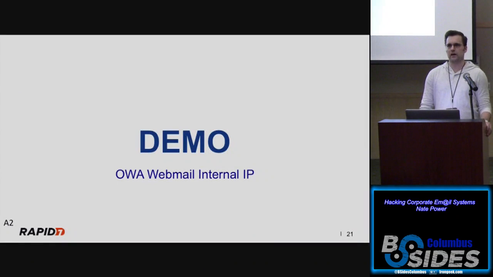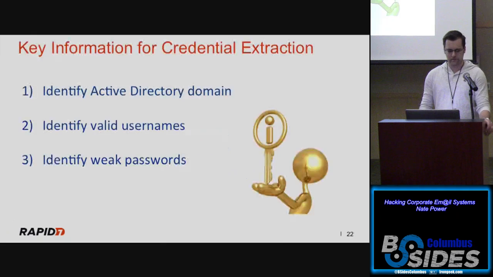Okay, so right now we did the bounce back email. We know the internal IP address to the backend Exchange system, and now we know internal addresses to the client access servers. So just noting that information and moving along. What we actually need for our brute force attacks is three key pieces of information to be able to extract these AD credentials. We need to know the Active Directory domain name, we need to know valid usernames, and then we need to identify weak passwords those usernames or accounts are using.